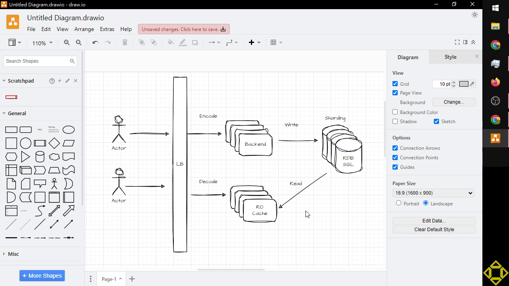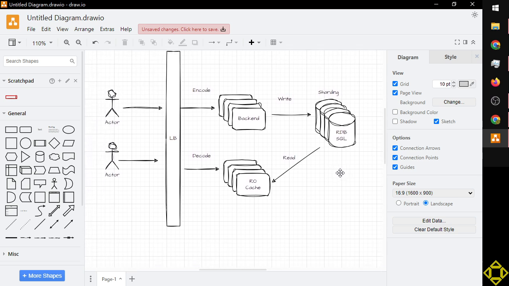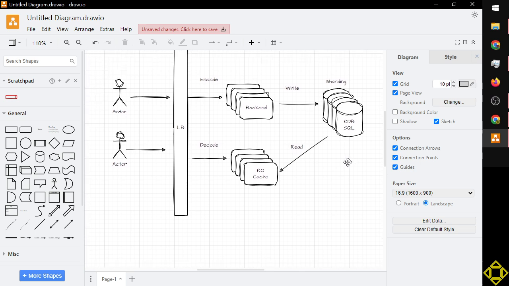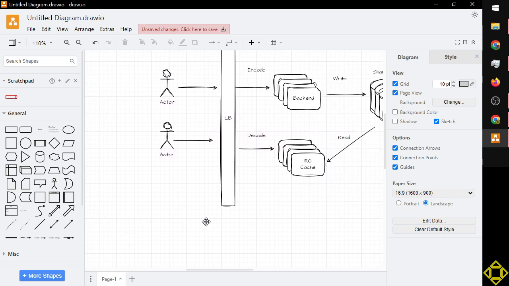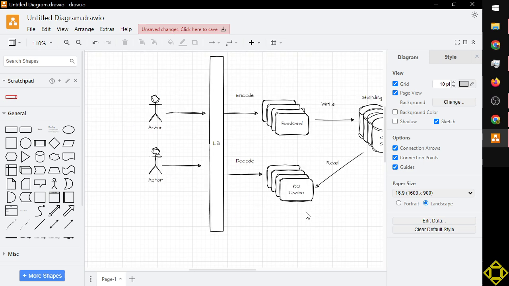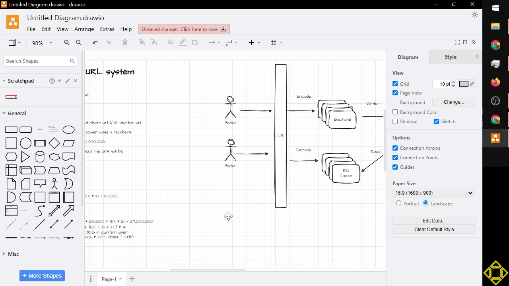Three, sharding. Implementing sharding in the relational database is a smart approach. By splitting the database into smaller chunks based on user segments or other criteria, you reduce the chances of performance bottlenecks and improve scalability. Just be mindful of how you plan to manage cross-shard queries or data consistency if you scale up. Four, read-only cache. Caching frequently accessed short URLs is absolutely the right strategy, especially since reads will vastly outnumber writes. Redis or a similar caching layer will reduce load on the relational database, making the lookup process faster and more efficient.